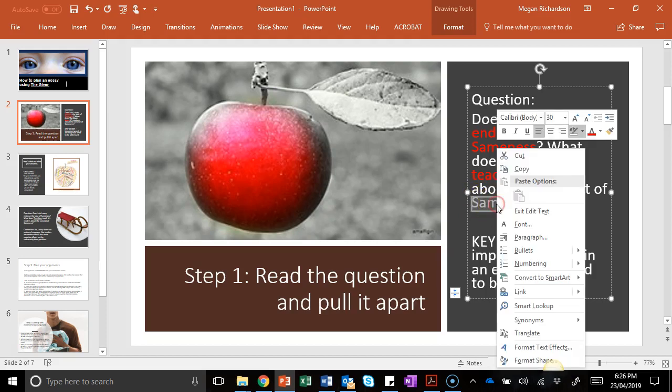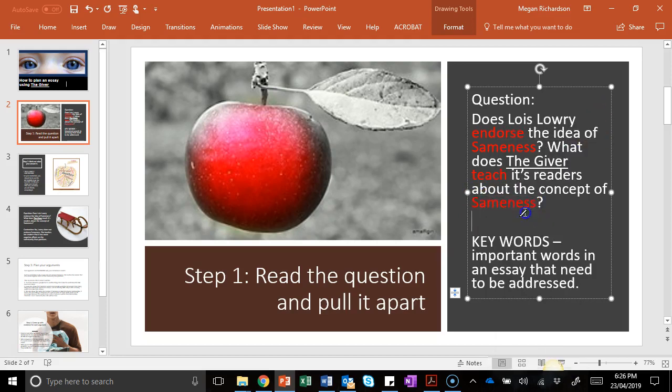So there's always 2 questions in there, isn't there? The first question is about whether she thinks that sameness is good, and then the second question is about what we learn about sameness, right? So here are our keywords. Our keywords are in red. I'll try and make that in red too so it matches all together. There we go. They're our keywords. They're the words that we have to address.